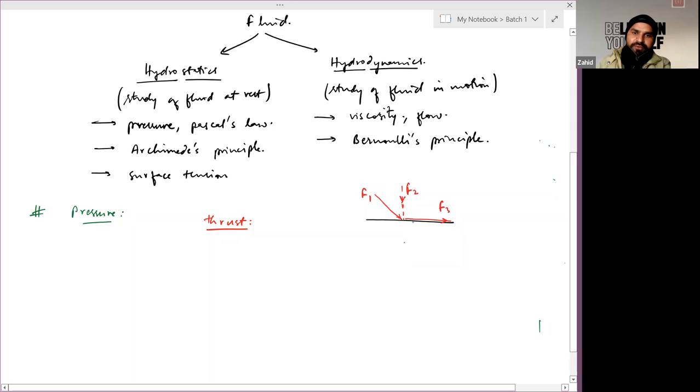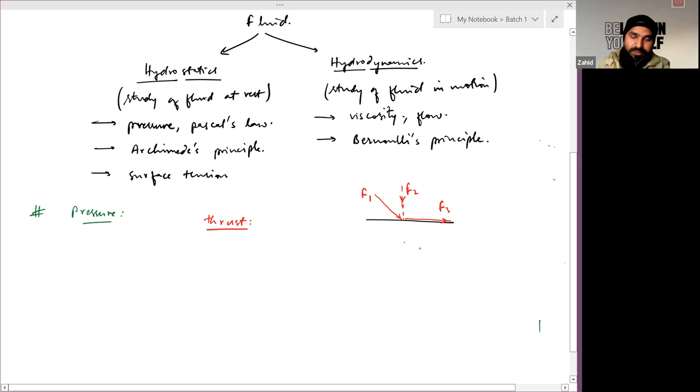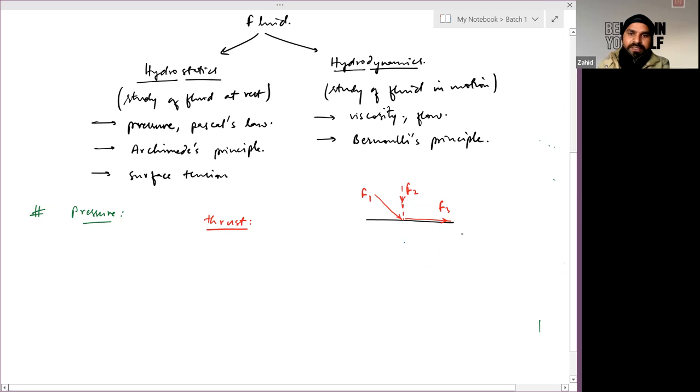Just see in these three different forces. Which of the forces is normal to the surface? If one is acting normally to the surface, just see again. F3. Normal means perpendicular to that surface. F3 is acting tangential to it, so it will be parallel to the surface. This F2 is perpendicular to it, okay?